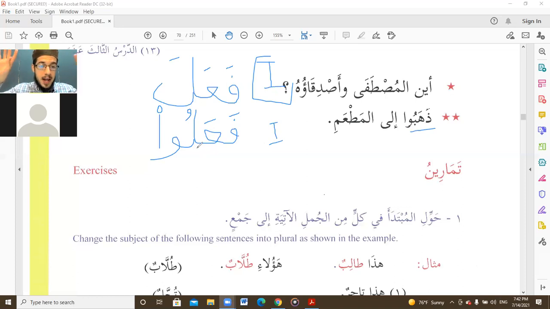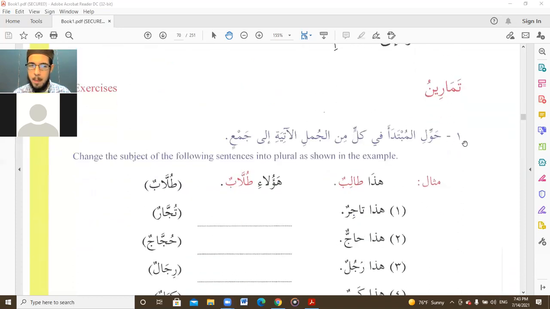So these are the two main ideas that we're learning in this particular class: plural nouns and plural verbs, and we're going to stick just to masculine third person past, just to keep things simple. All right, moving on from here. We had reached tamarin, exercises.